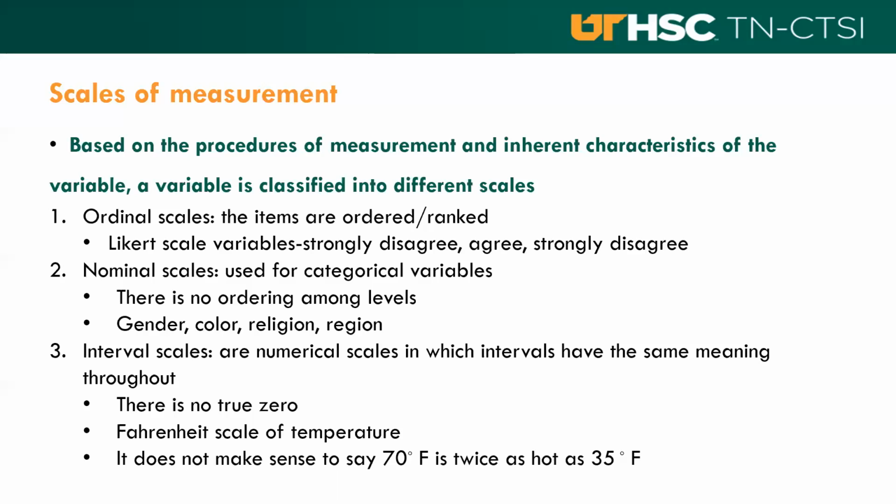The other scale of measurement is the interval scale. The interval scale is for numerical scales in which intervals have the same meaning throughout. The only problem with this type of data is that there is no true zero. The best example is a temperature scale, such as the Fahrenheit scale of temperature. In the Fahrenheit scale, the freezing point is 32, which is arbitrary, and the boiling point is about 212. And temperature can go into negative. And 0 degrees Fahrenheit doesn't mean there is no temperature. So that's what we mean by there's no true zero. In addition, it doesn't make sense to say 70 degrees Fahrenheit is twice as hot as 35 degrees Fahrenheit.